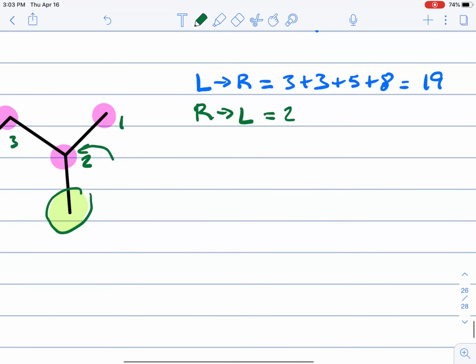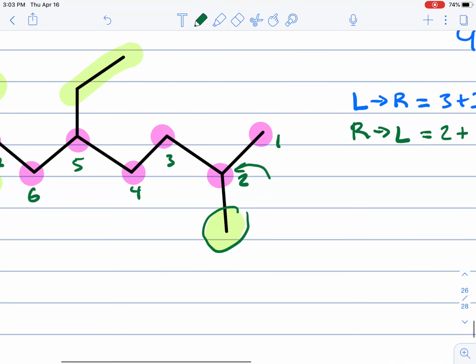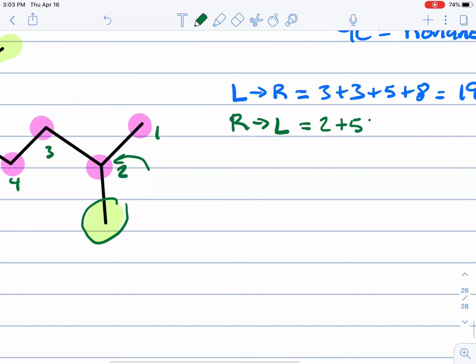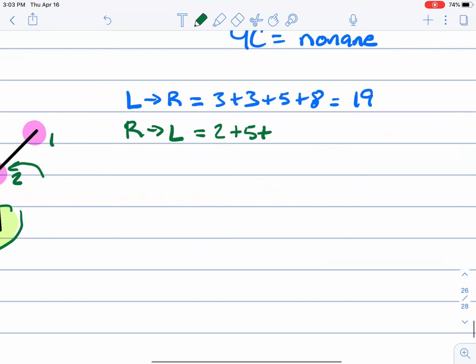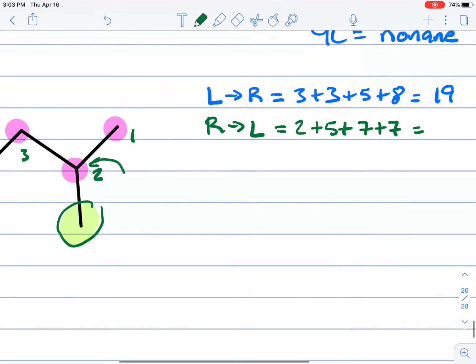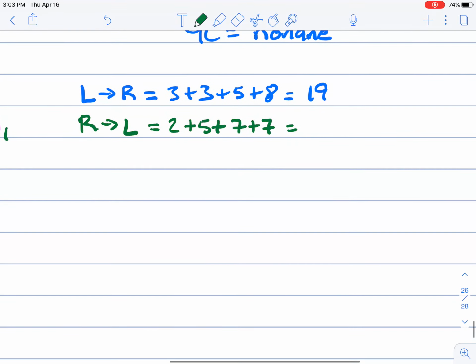So I have 1 on 2, and then I have 1 on 5, not 4. And then I have 2 on 7. Okay. So here 7 plus 7 is 14. 2 plus 5 is going to be another 7. And so 7 plus 14, that's going to give me 21. Okay.